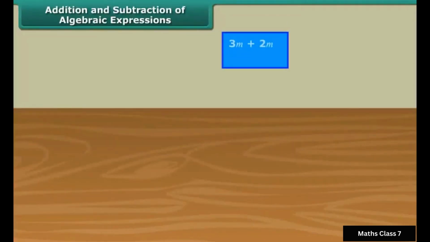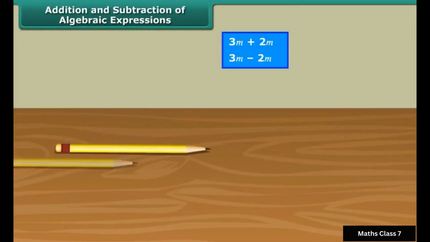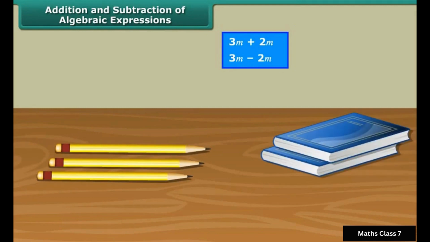We can only add or subtract like terms. But why is it so? Think of it like this. On a table, we have 3 pencils and 2 books. We cannot add the 3 pencils to the 2 books because they are not the same kind of objects.